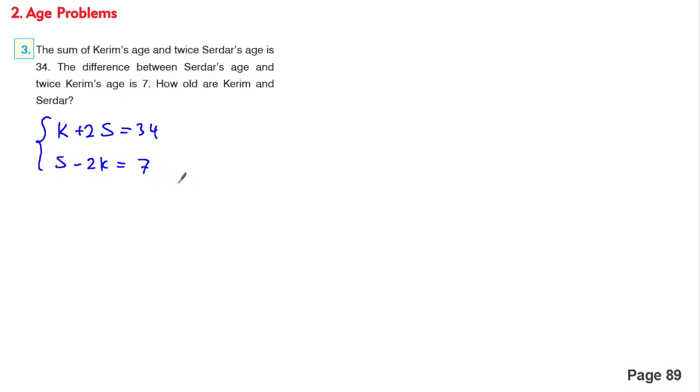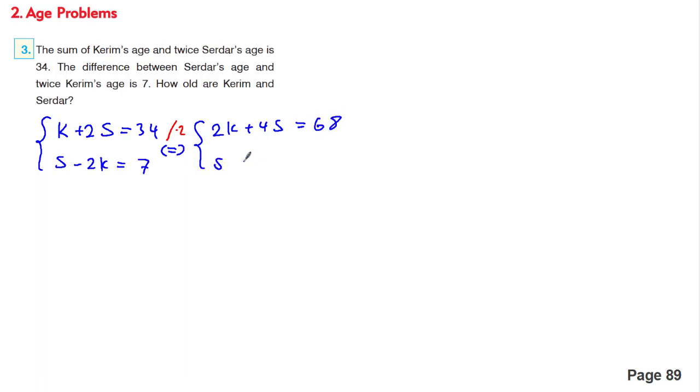Now this is a system of two linear equations with two unknowns. If you multiply one of these equations, like the first one you multiply by 2, you can use the elimination method. So you get 2k plus 4s is 68.